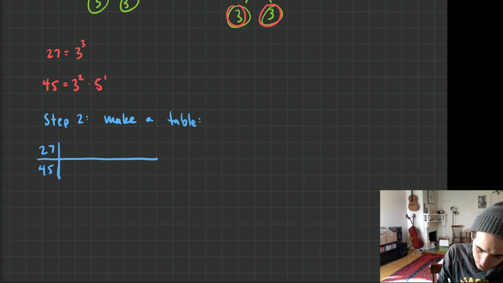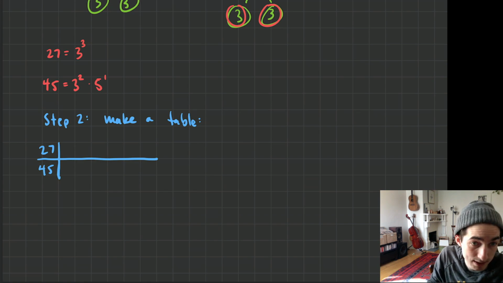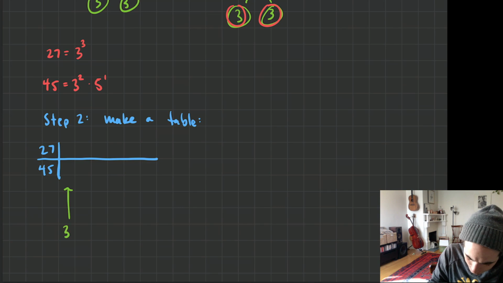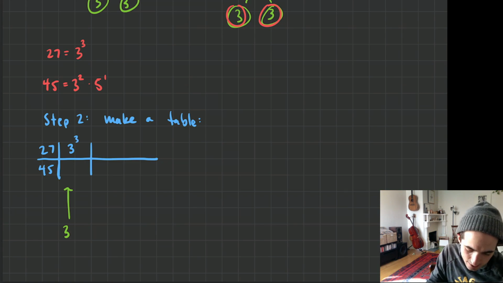So each column is going to correspond with a particular prime number. The way I like to do it is to go from the smallest prime number up to the largest prime number in our prime power decomposition. So the first one would be 3. You don't have to write this in your tables when you're actually doing it, but this column is going to be all about the 3's. The first one, I've got 3 to the power of 3, because that's what 27 has. And 45 has 3 to the power of 2.